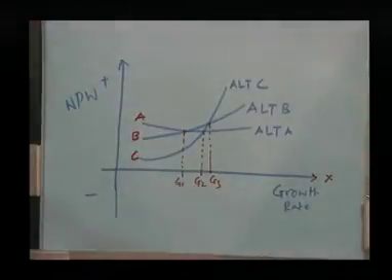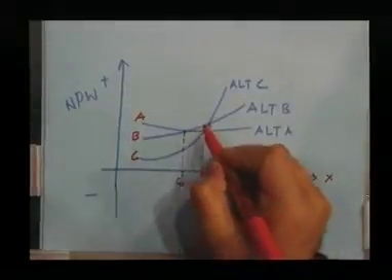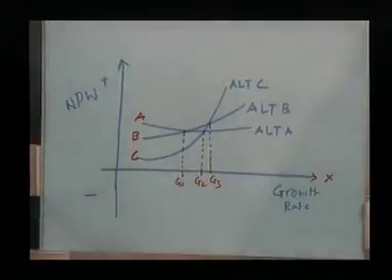What you find is that if the growth rate is less than G1, alternative A is to be preferred. If the growth rate falls between G1 and G2, alternative B is preferred. Similarly, if it falls between G2 and G3, alternative B is still preferred. And if you find that growth rate is more than G3, alternative C is the most suitable one.